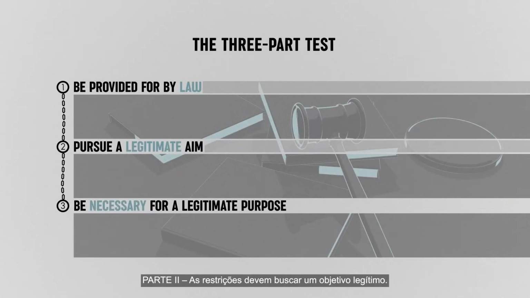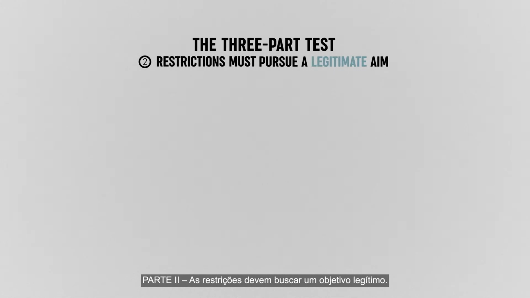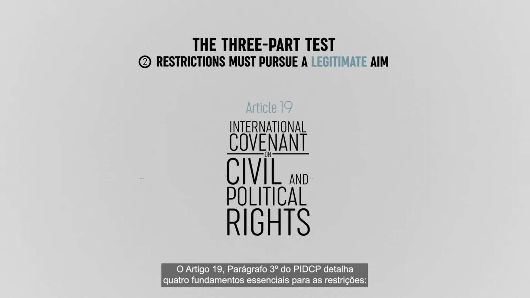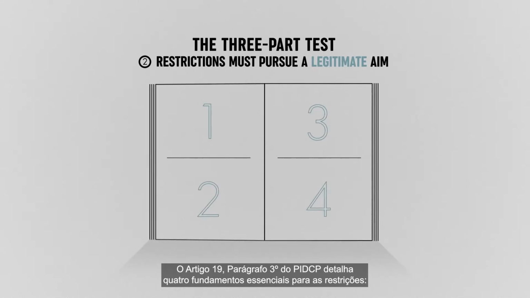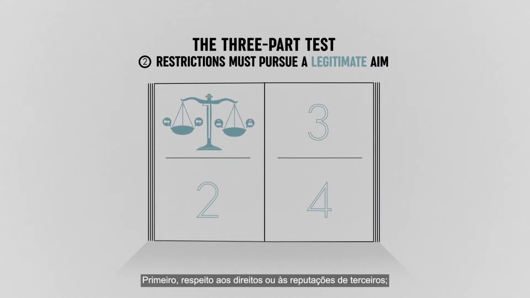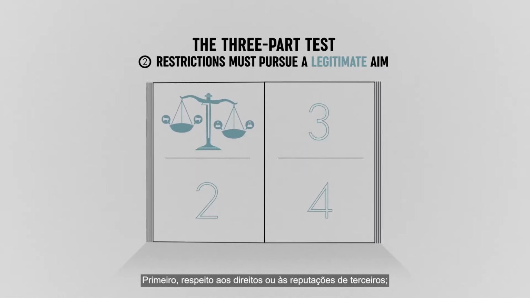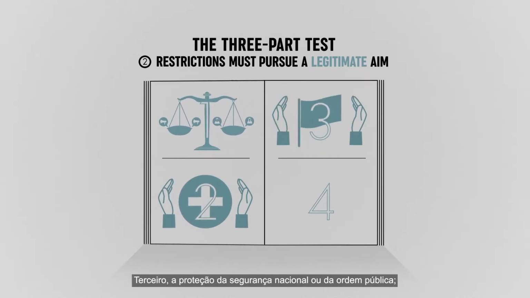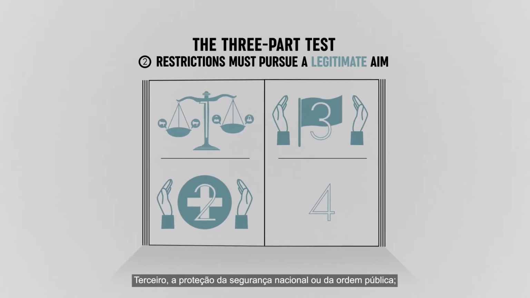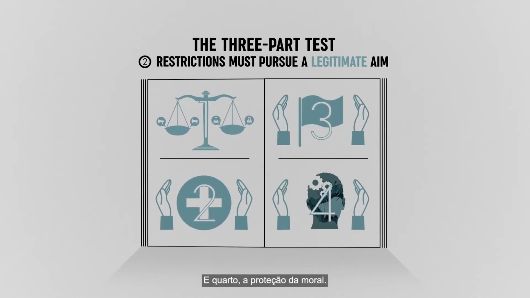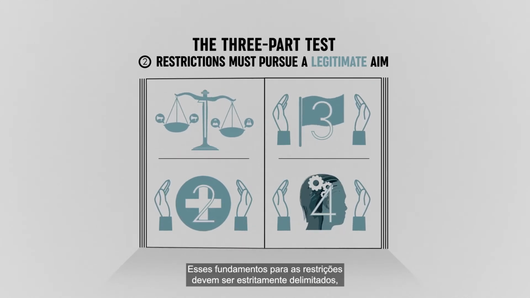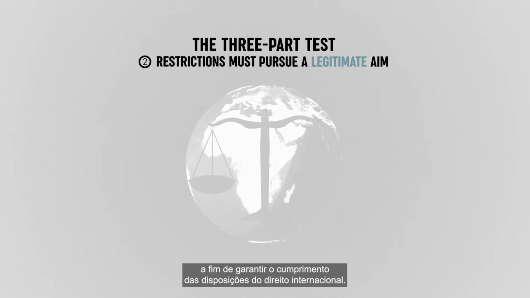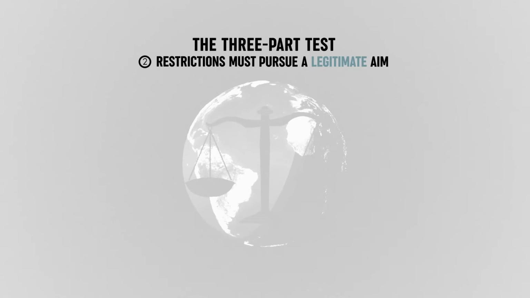Part 2. Restrictions must pursue a legitimate aim. Article 19, paragraph 3 of the ICCPR details 4 essential grounds for restrictions. 1. Respect of the rights or reputations of others. 2. The protection of public health. 3. The protection of national security or of public order. And 4. The protection of morals. These grounds for restrictions must be narrowly framed in order to ensure compliance with international law provisions.